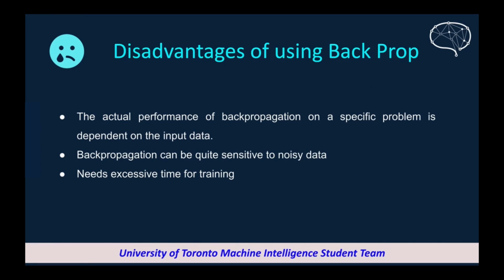But definitely all algorithms come with some disadvantages. Some of the most important disadvantages of using backpropagation are that the actual performance of backpropagation on a specific problem is dependent on the input data. The input data can have a lot of errors. So backpropagation is very sensitive to noisy data, or data having a lot of errors, in other words. And backpropagation needs excessive time for training.